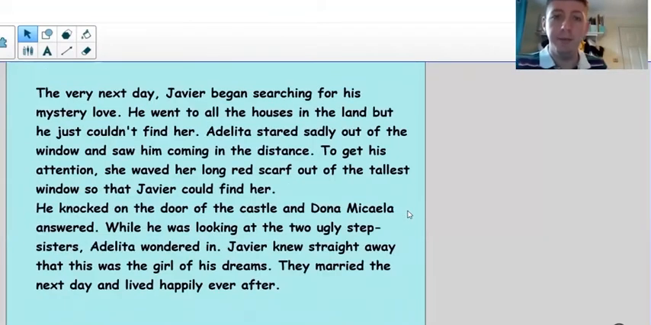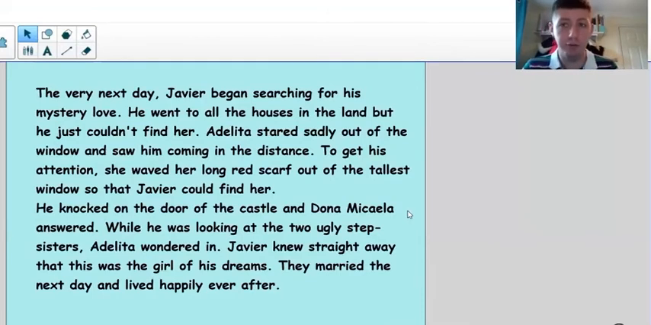The very next day, Javier began searching for his mystery love. He went to all the houses in the land, but he just couldn't find her. Adelita stared sadly out of the window and saw him coming in the distance. To get his attention, she waved her long red scarf out of the tallest window so that Javier could find her. He knocked on the door of the castle, and Donna Michaela answered. While he was looking at the two ugly stepsisters, Adelita wandered in. Javier knew straight away that this was the girl of his dreams. They married the next day and lived happily ever after.